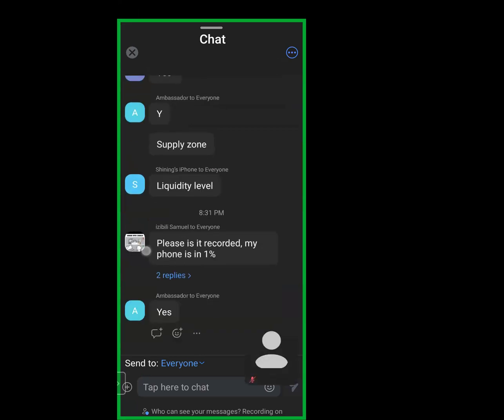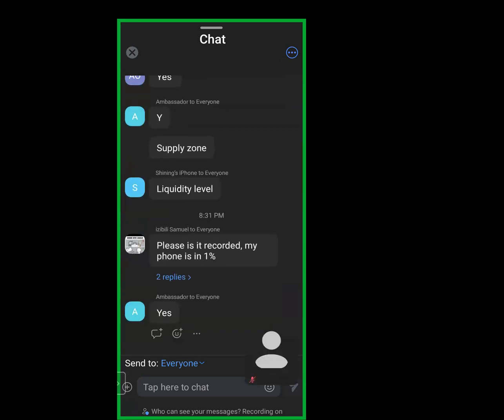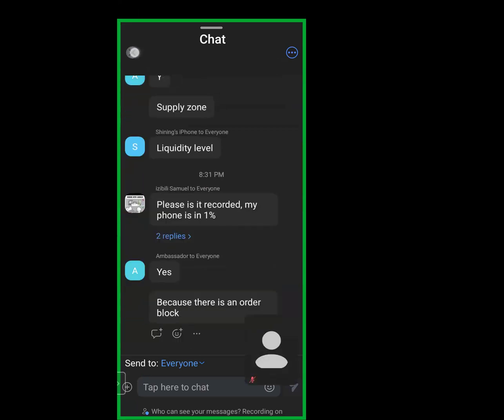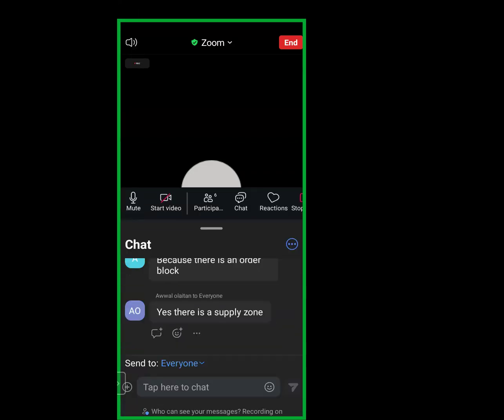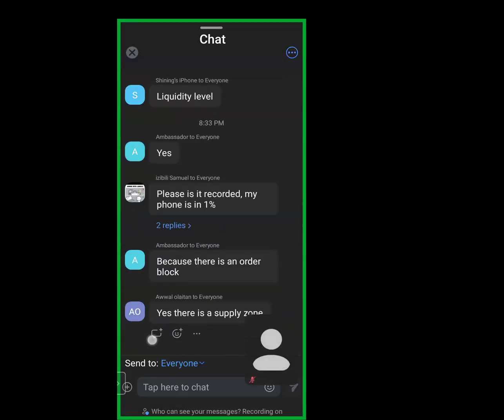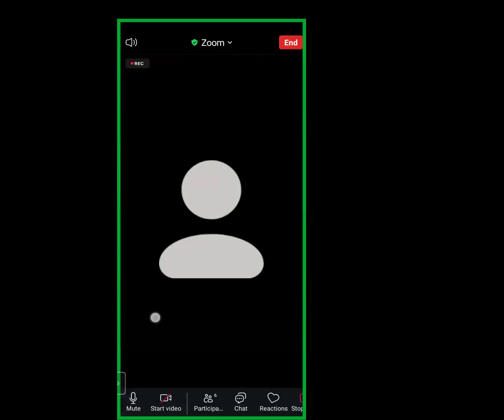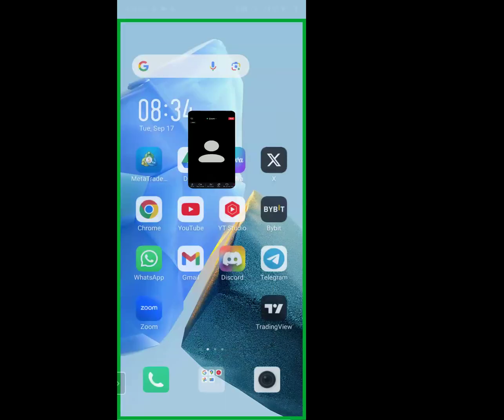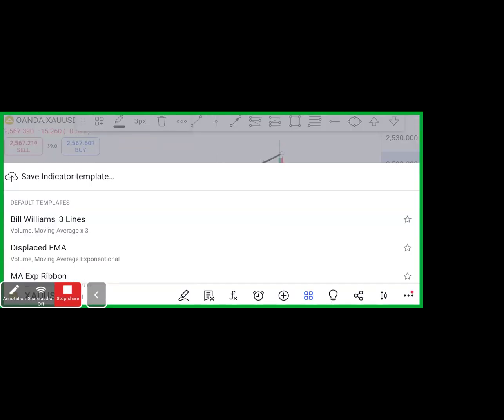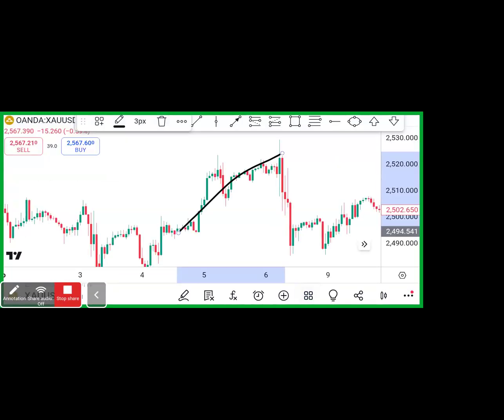All right, someone said yes. Other members reply. Yes, there is a supply zone, okay? Because there is an order block, all right? So let me see if you guys are actually correct, because I don't know if there's a supply zone. Let me see.